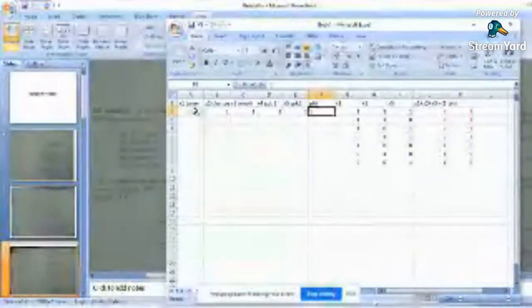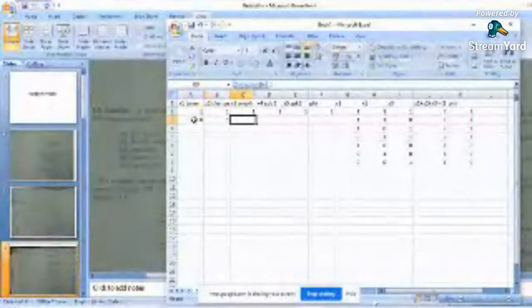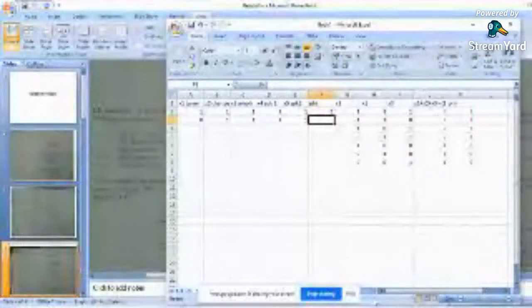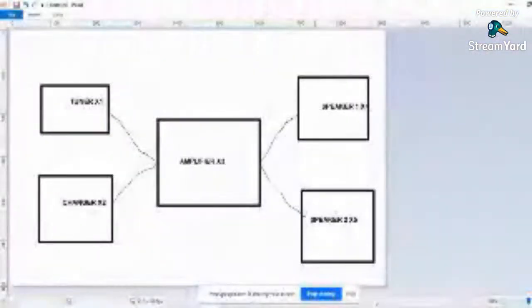Let us consider, suppose tuner is working, changer is working, amplifier is working, speaker 1 is working, speaker 2 is working, then the system will also be working. Suppose tuner is failed, changer is working, amplifier is working, speaker 1 and speaker 2 are working. Then also, from this figure it is clear that it can work through changer, amplifier, speaker 1, speaker 2. So the system will be working.